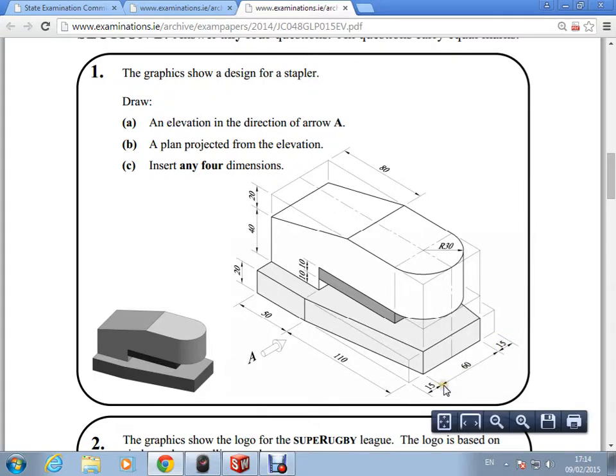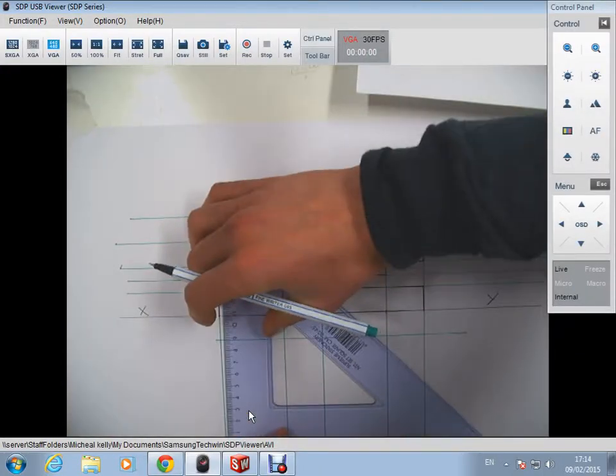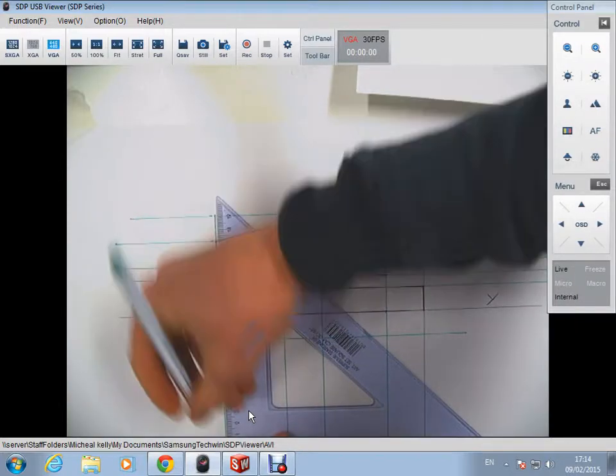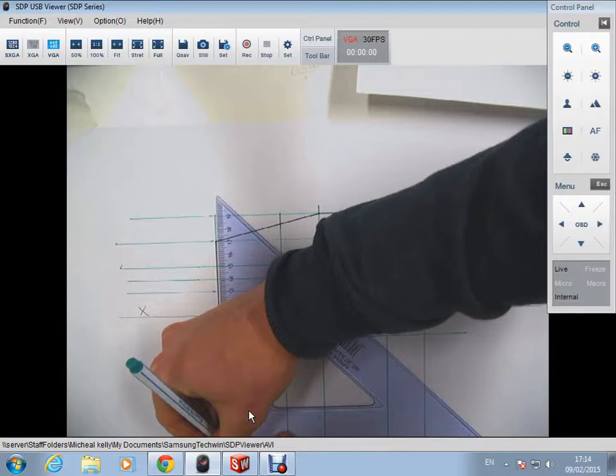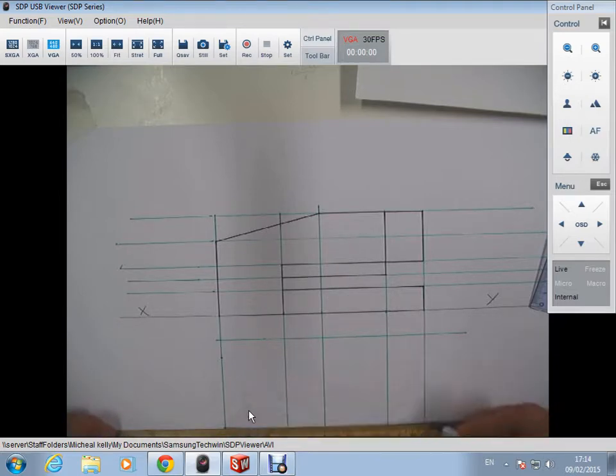The next is measured down 60 and down 15 again. So I'll put in those horizontal lines on my drawing. Down a distance of 15, 60 and 15. And I can take those lines horizontally across my page again, keeping them light as they're construction lines.